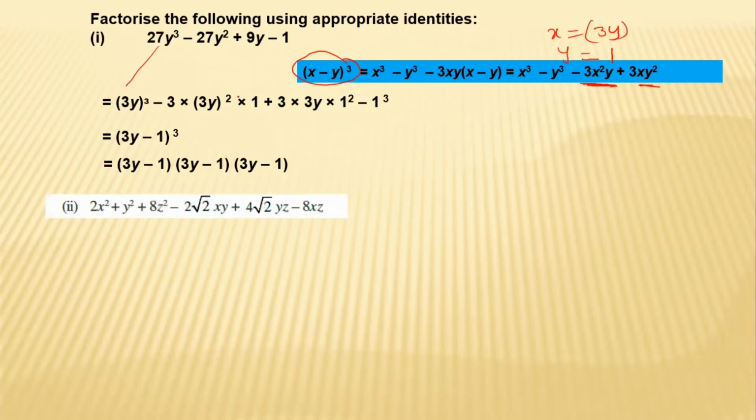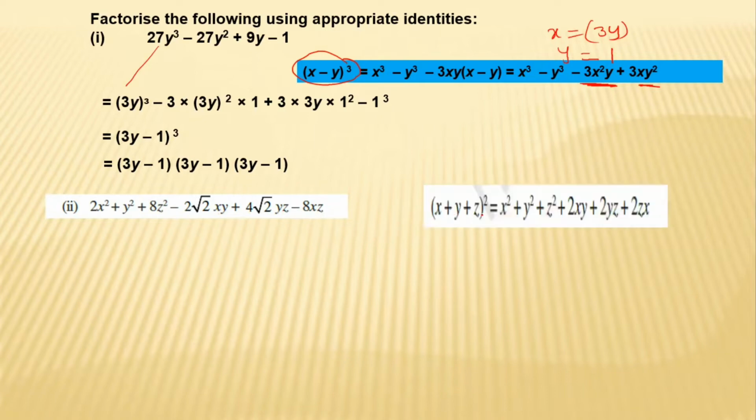Okay, now the next question here is 2x square plus y square plus 8z square minus 2 root 2 xy plus 4 root 2 yz minus 8xz. Now look at this identity: (x plus y plus z) the whole square is x square plus y square plus z square plus 2xy plus 2yz plus 2zx. Here you have negative 2 root 2 xy, so either x or y could be negative. Then look at the last term, minus 8xz, so either x or z could be negative. Since x appears in both places, definitely the x term has to be negative.